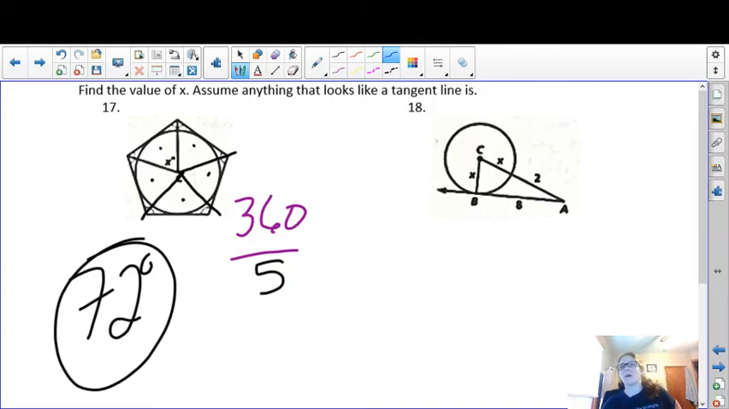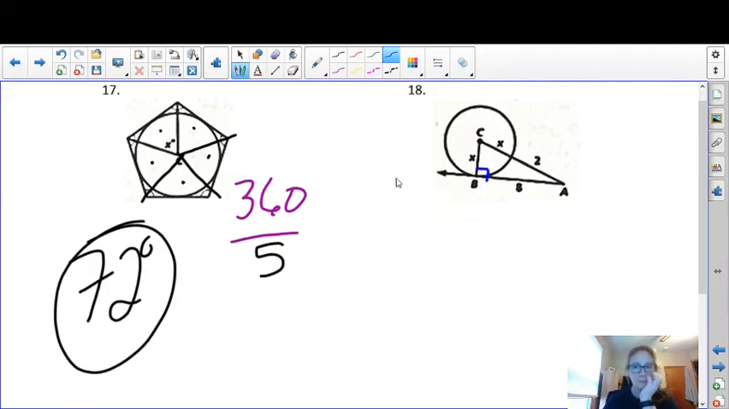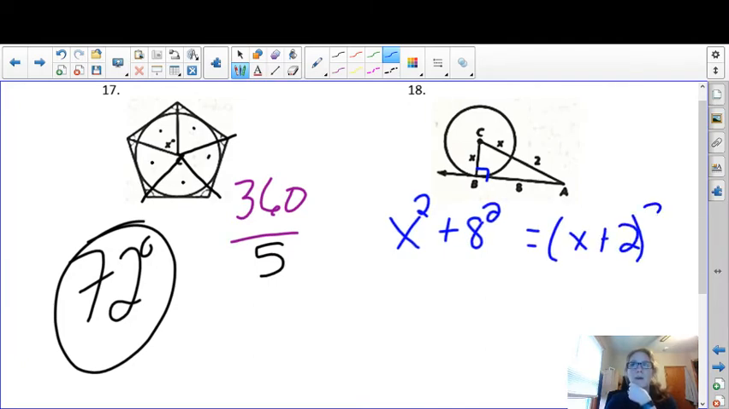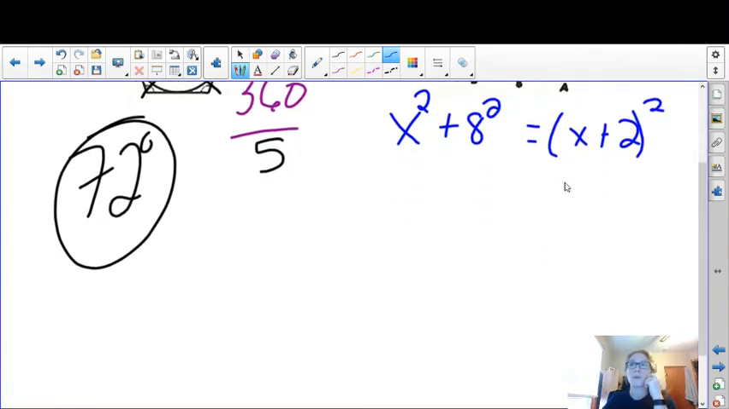18's a little bit more complex. So again, it's telling me to assume that it's tangent if it looks tangent. So I'm going to pretend that there's a 90-degree symbol there, because if it's tangent, that definition tells me that tangent lines create perpendicular angles. So I have my Pythagorean theorem, so leg squared plus leg squared is equal to the hypotenuse squared. Now hypotenuse is x plus 2. That little piece up top is x. This little piece down here is 2, so the whole thing is x plus 2. So I'm going to have to do some FOILing.